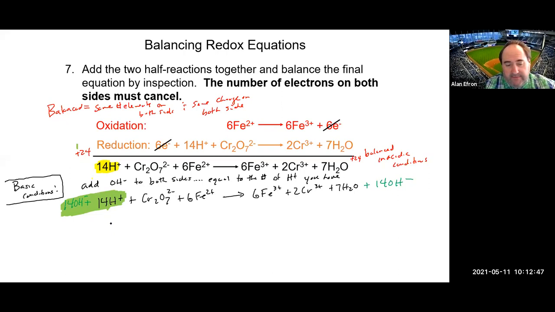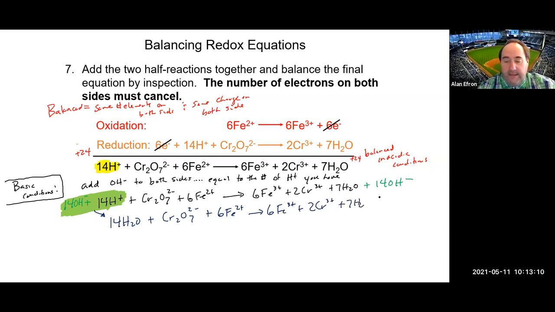And that would get us 14 waters from here, plus Cr2O7 2-, plus 6 of these guys, going to the other side: 6 iron 3+, plus 2 of these, and 7 of those, and 14 of those. Now you could also see that I have 7 waters on the right-hand side. I have 14 waters on the other side.